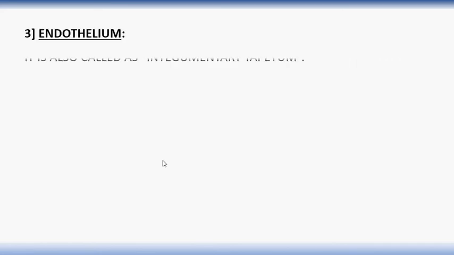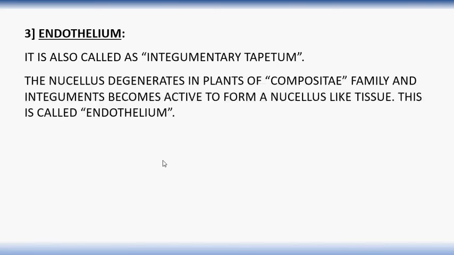Endothelium. It is also called as integumentary tapetum. The nucellus degenerates in plants of Compositae family, and the integuments become active to form a nucellus like tissue. This is called as endothelium. So in this condition the nucellus is formed by the integuments.